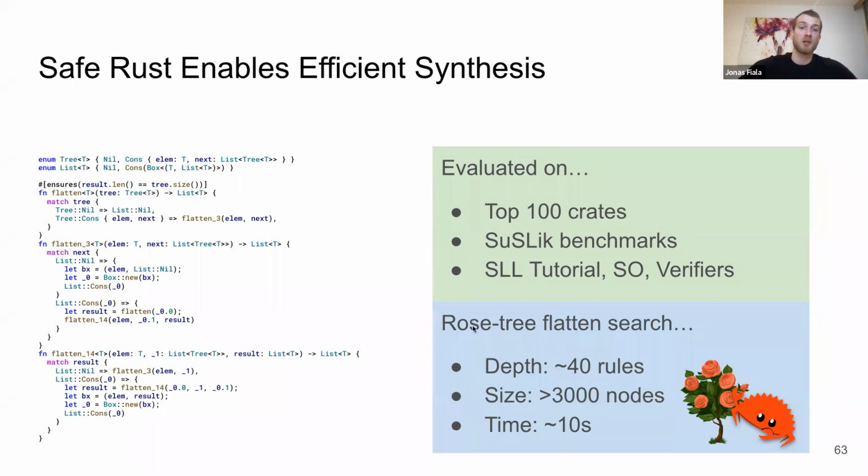And for the code, it needed to go through a depth of 40 rules, and the search tree got up to 3,000 nodes, but it's able to do this pretty quickly. And so the key idea here is that Rust is able to help us prune the search tree and get us to pretty large programs in a reasonable amount of time.